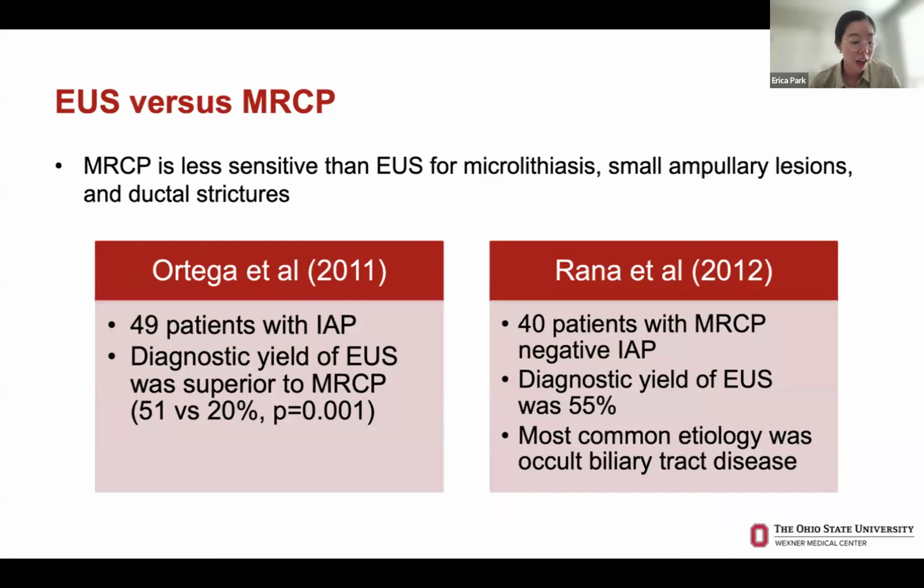There were 2 studies that I could find that directly compare EUS and MRCP in IAP. One was done by Ortega. This was a prospective study of 49 patients with IAP. And in this study, EUS was found to have a higher diagnostic yield compared to MRCP, and this was statistically significant.